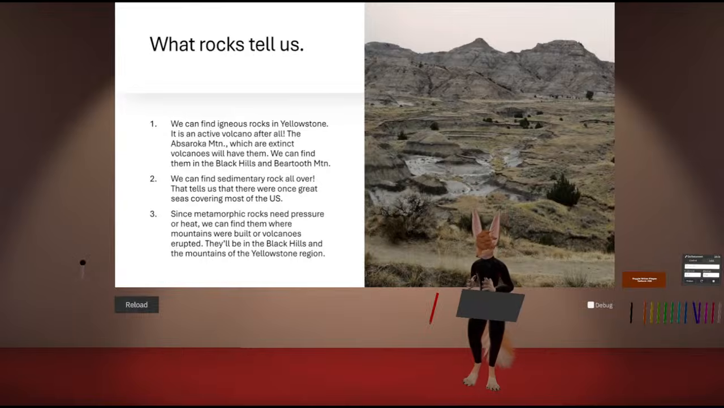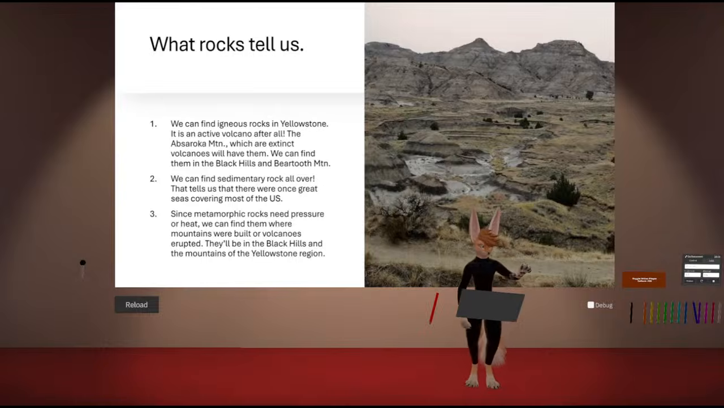But what do rocks tell us? Igneous rocks are found in Yellowstone, which is still an active volcanic site. And the Absaroka Mountains, which used to be an extinct volcano, we can find igneous rocks there, in the Black Hills, and in the Beartooth Mountains, places with volcanic activity. You will commonly see igneous rocks in that area.